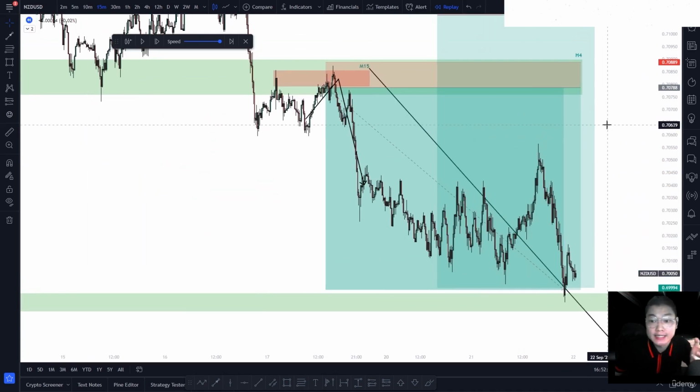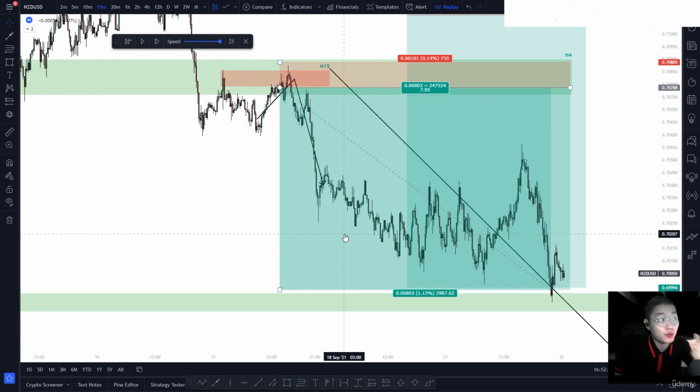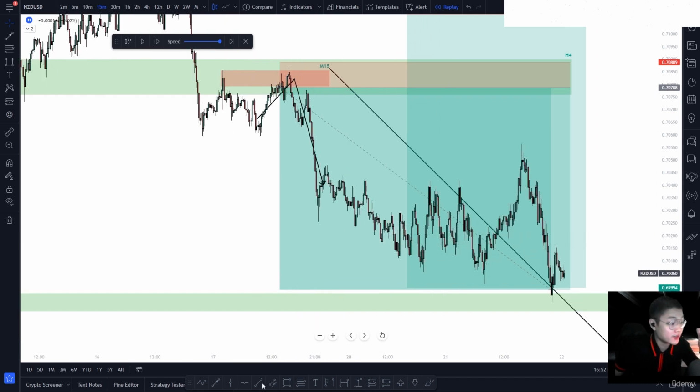So you can see that after a while, the market has already hit my profits with a very good risk and reward. Very obviously, this is how we can apply multiple time frames in trading and optimize our trading system.